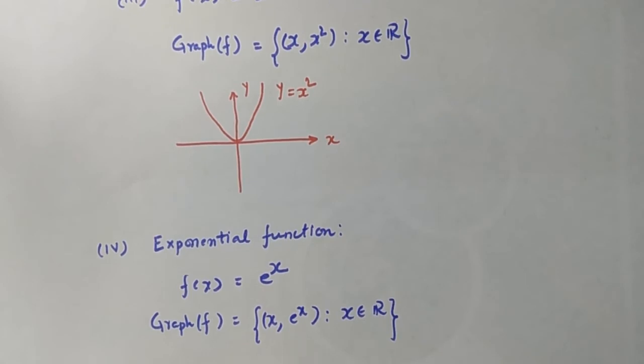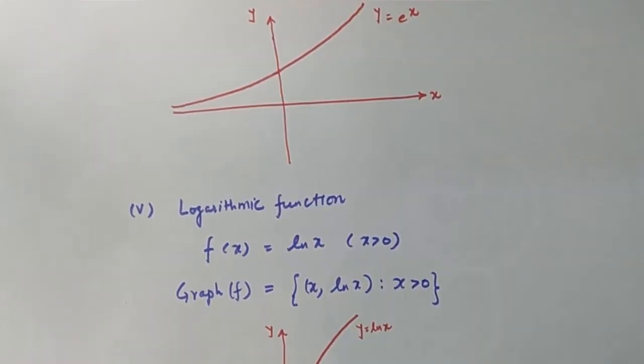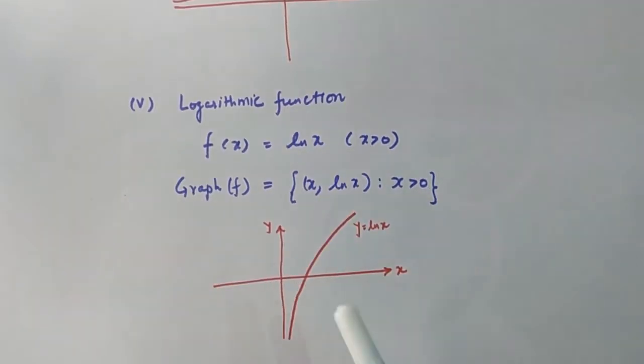Similarly, let us consider the exponential function f(x) equal to e to the power x. The graph of this function will look like this, as shown. Consider the logarithmic function f(x) equal to ln x, where x is strictly greater than 0. The graph of f is the collection of points of the form (x, ln x) such that x is greater than 0. The graph of the logarithmic function has this form as shown in the figure.